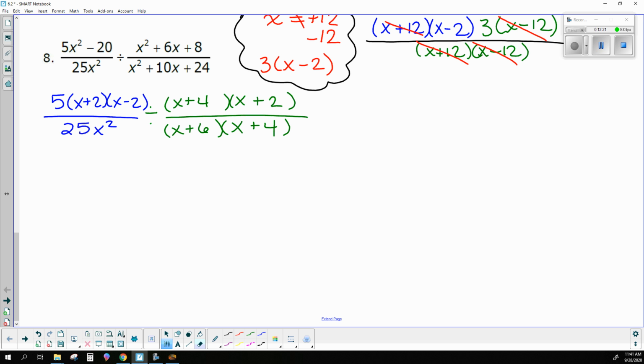Again, restrictions are going to be both denominators and the numerator of the second, because eventually that numerator becomes a denominator. So in our case, x cannot be 0. It can't be a negative 6. It can't be a negative 4. It can't be a negative 2. And there's another negative 4 that's already been listed, so we're good. So we have 4 restrictions. Now we're going to reciprocate the second and multiply.